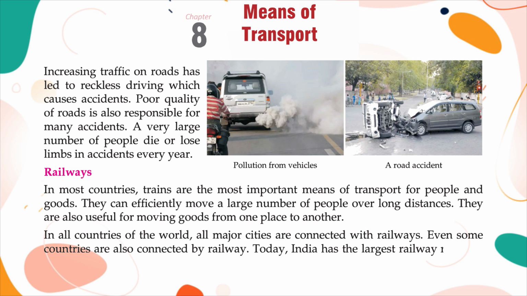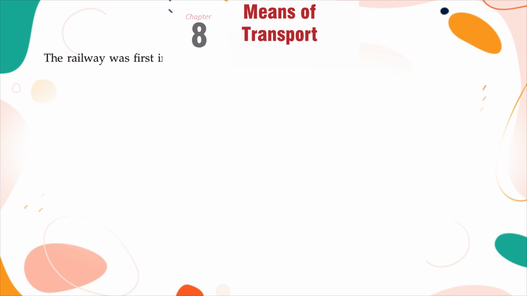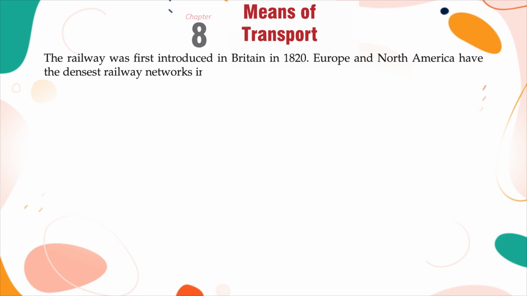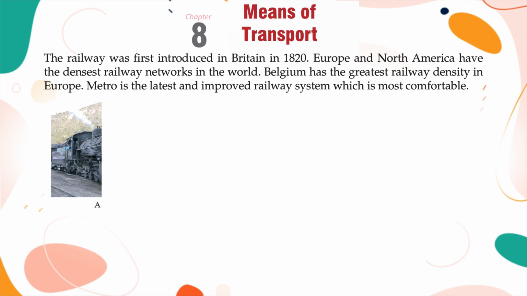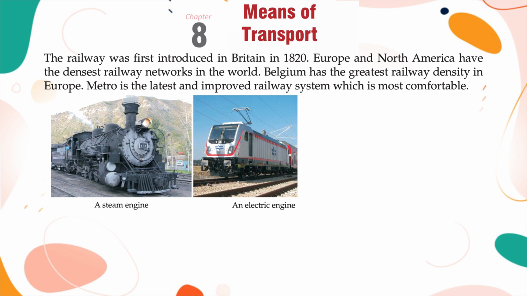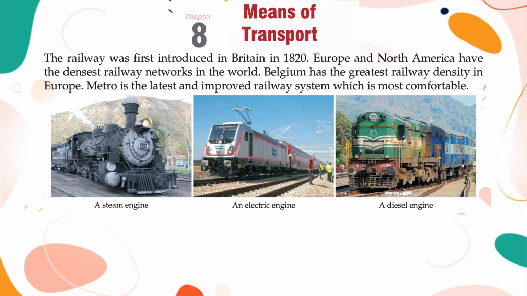Today, India has the largest railway network in Asia and the fourth largest in the world. The railway was first introduced in Britain in 1820. Europe and North America have the densest railway networks in the world. Belgium has the greatest railway density in Europe. Metro is the latest and improved railway system, which is most comfortable. A steam engine, an electric engine, a diesel engine.